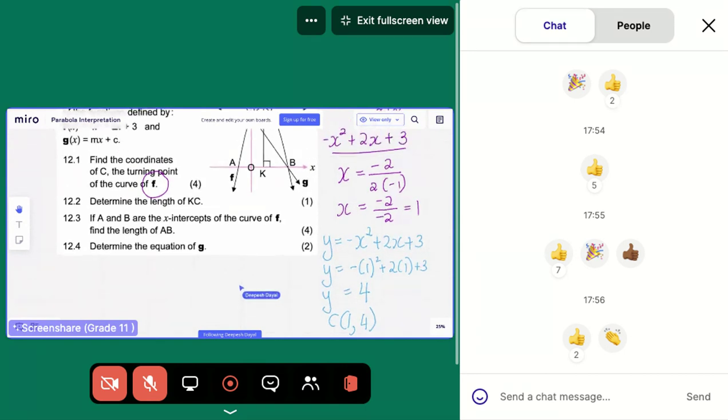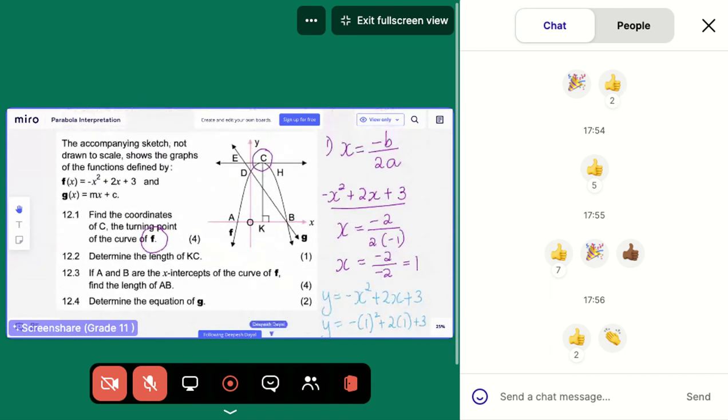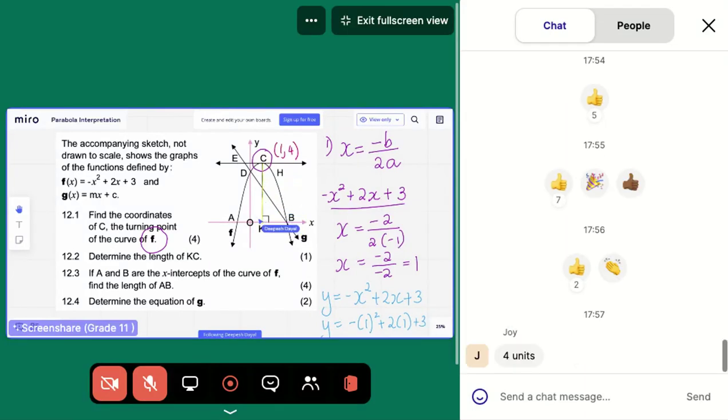So the next question says, find the length of KC. Now remember, C was the point 1 and 4, right? That was point C. It says, find the length of KC. What do you think the answer is? What is the length of KC? KC is here. Here's KC, right? What is that length?